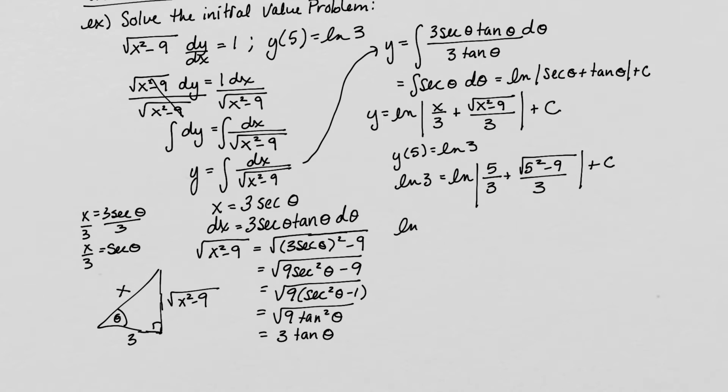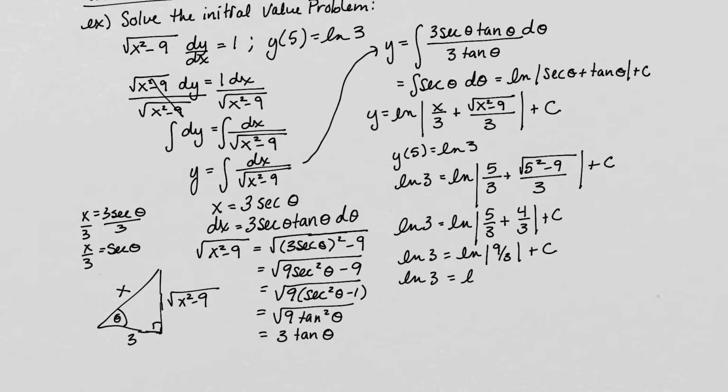So we end up with the natural log of 3 is equal to the natural log of 5/3 plus, 5 squared is 25, 25 minus 9 is 16, square root of 16 is 4, so 5/3 plus 4/3, plus c. So the natural log of 3 is equal to the natural log of 9/3 plus c. So 9/3 is 3, right? So we end up with natural log of 3 equals natural log of 3 plus c. So in this case, c turns out to be equal to 0.